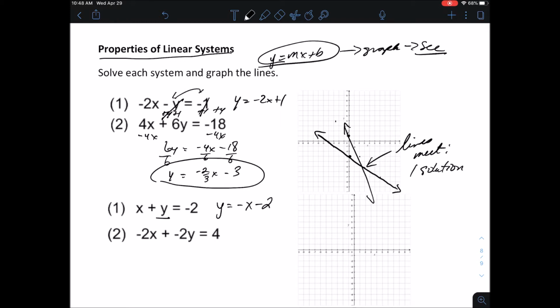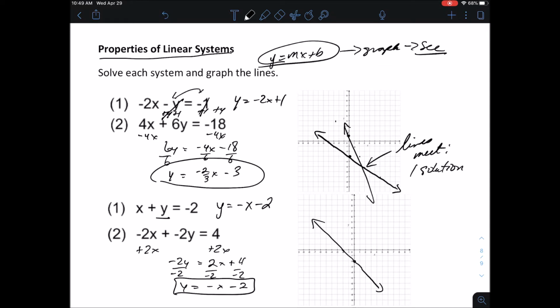All right, in our second example, I'm going to do the same thing. I'm going to isolate this y, so I'm going to take away x. So y is negative x minus 2. So minus 2, and it has a negative slope, so my line looks something like this. And then I'm going to rearrange this one, so I'm going to add 2x, negative 2y is 2x plus 4, and I'm going to divide everything by negative 2. And I get y is negative x minus 2. And that is the same line right here.